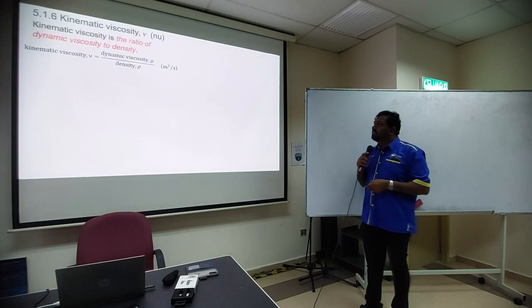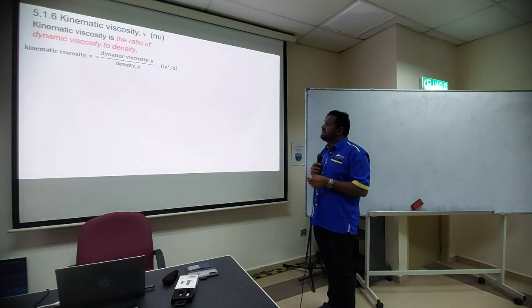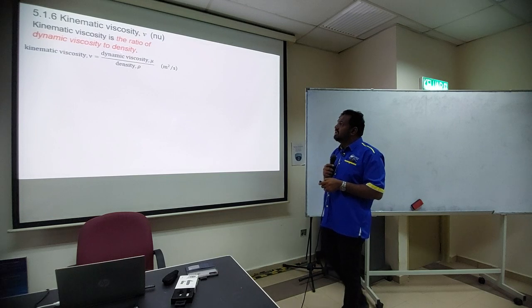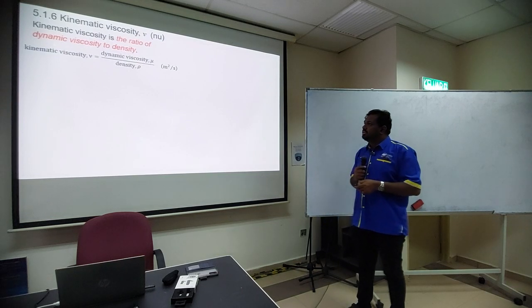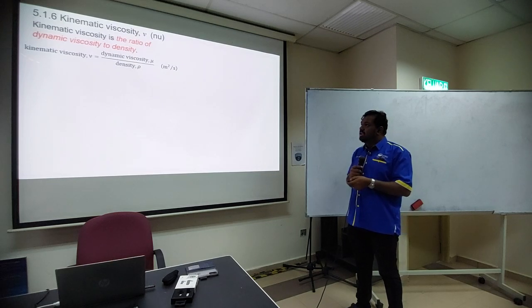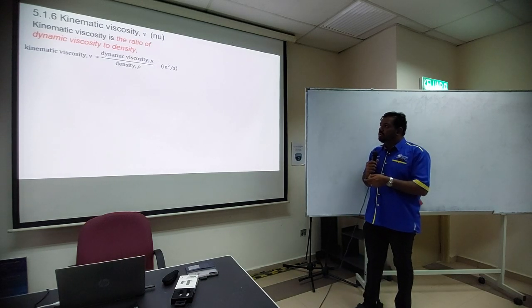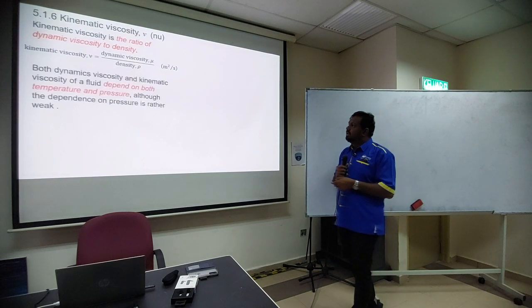Kinematic viscosity is the ratio of dynamic viscosity to density. Let's say the question is asking you to calculate the kinematic viscosity, then you can use this formula: dynamic viscosity mu over density.